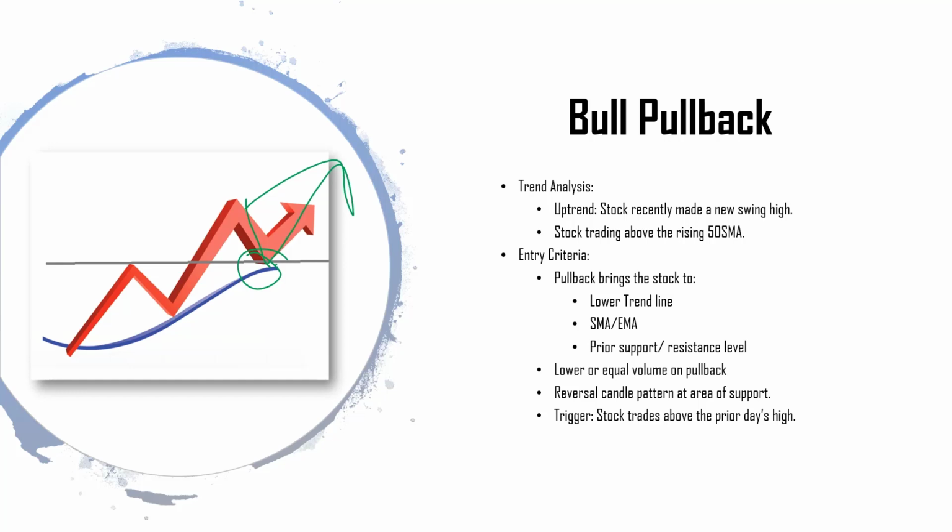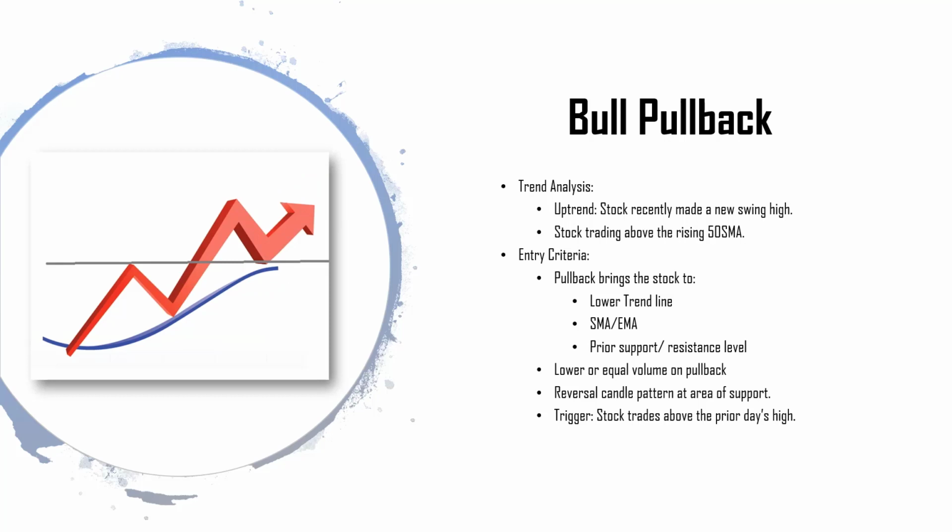So bull pullback, same rules as all these other ones. You want it trending higher. All of them are pretty much where the stock is trending higher, but there is a slight break or a pause in the incline or increase in price, and that allows a chance for traders to enter, and then you ride the next leg up.